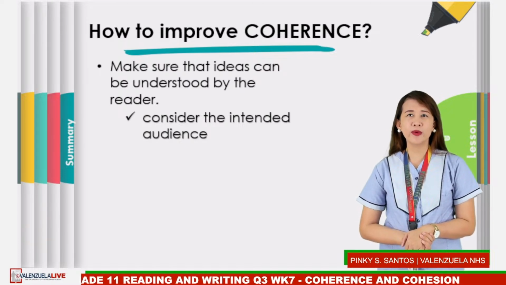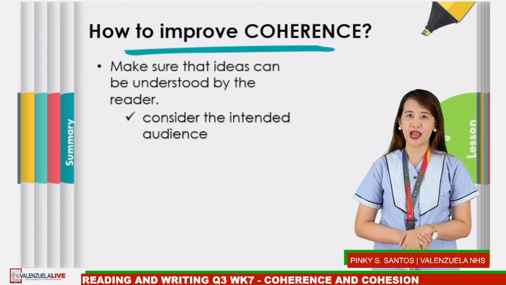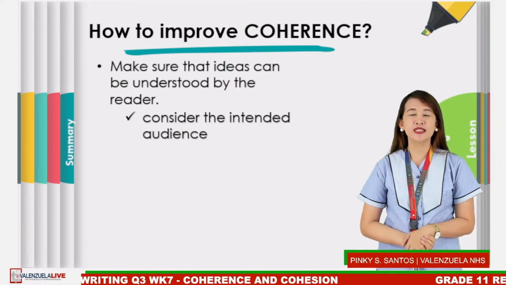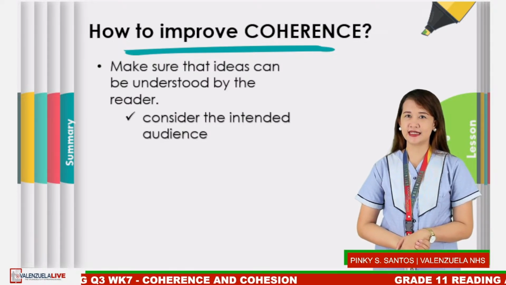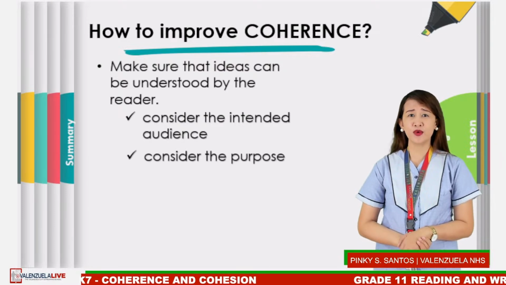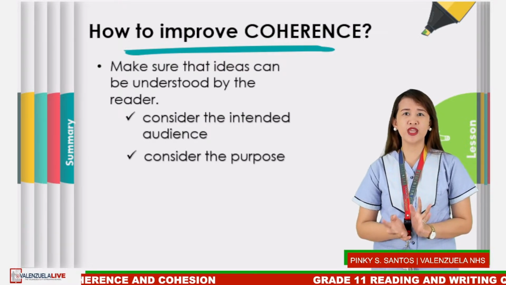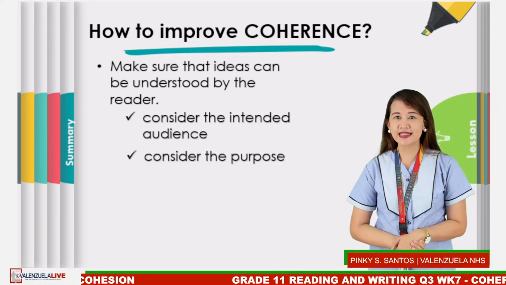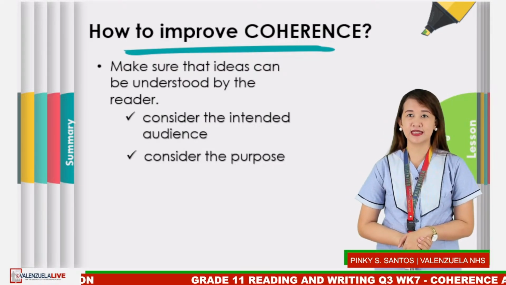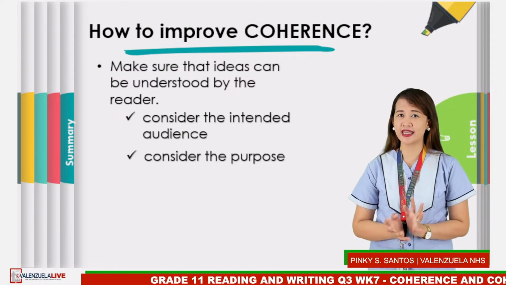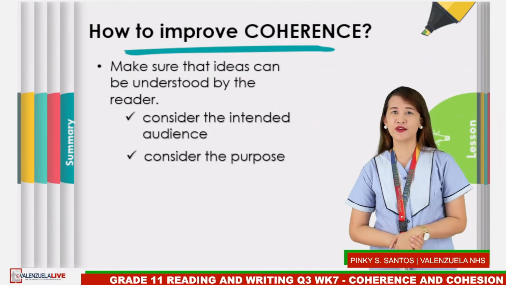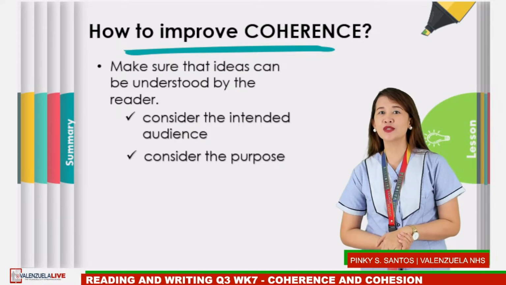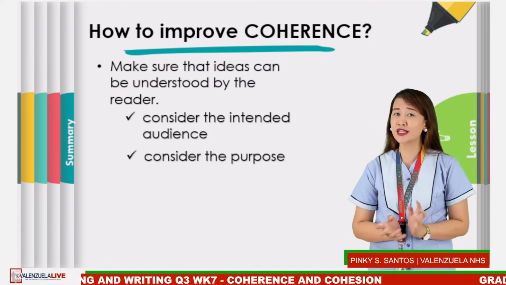So, how are we going to make sure that the text or paragraph can be understood by the audience? First, consider the intended audience. Who will be reading your writing? What do they already know or do not know? Next is to consider your purpose. If your purpose in writing is to explain but your paragraph describes instead of explains, the readers will be confused and they will not understand your writing.